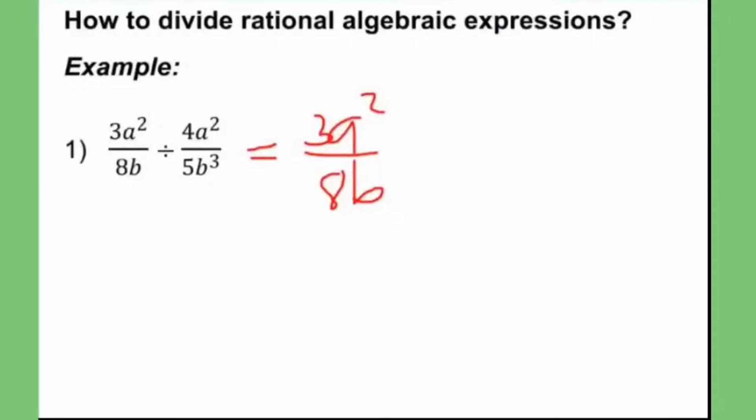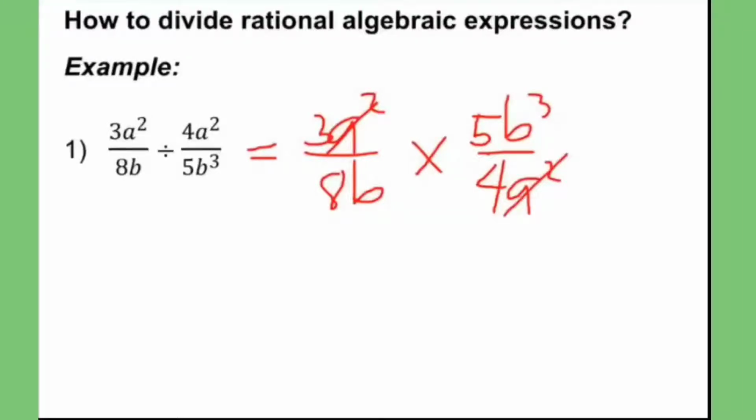Next, kunin natin yung reciprocal ng second rational expression. So, we have 5b cubed all over 4a squared. Then, the operation division will be changed to multiplication. And since multiplication na siya, pwede na natin i-apply yung cancellation method. Yung a squared sa numerator at saka sa denominator ay common. So, pwede natin siyang i-cancel out.